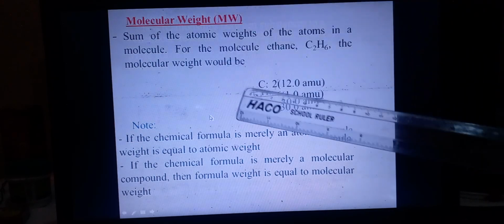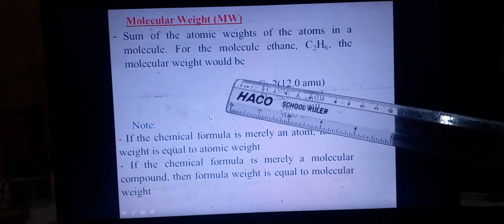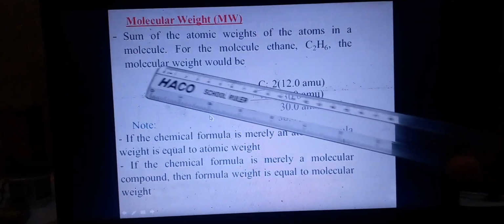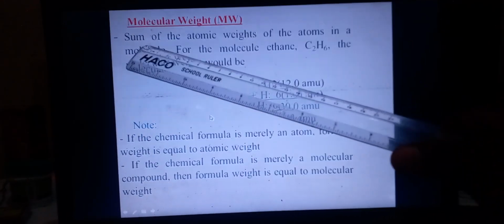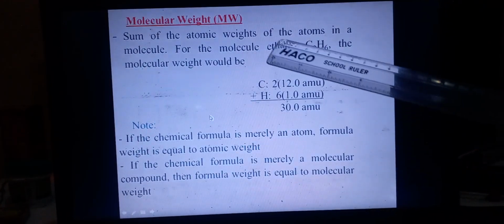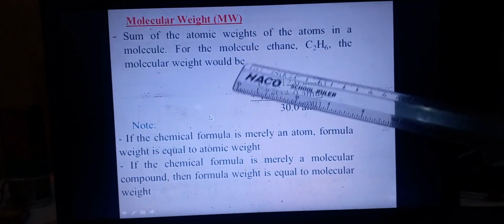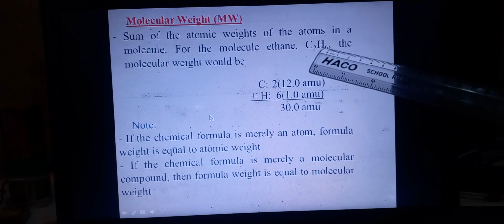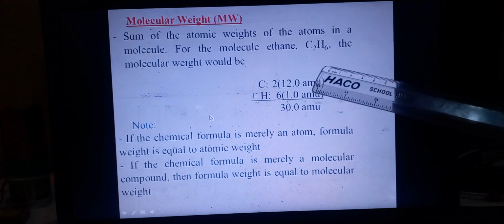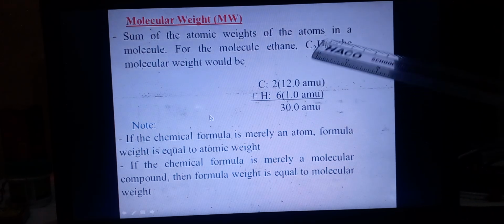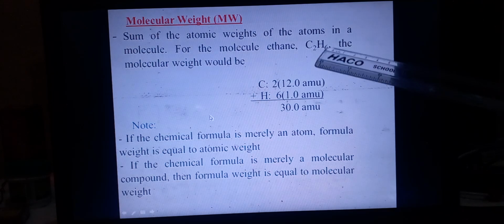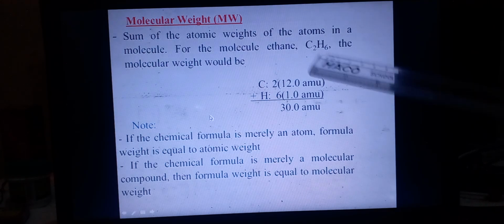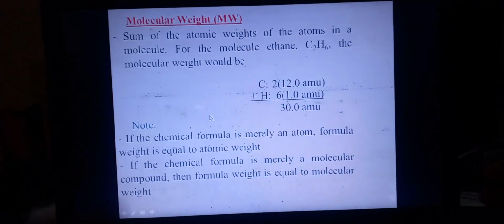Then molecular weight. This one is normally applicable to substances which are in the form of molecules. So in the same way, molecular weight is the sum of the atomic weights of the atoms in a molecule. Like ethane, we can't say that ethane is an ionic compound. No, ethane is a molecule. You can see it has 2 atoms of carbon and 6 atoms of hydrogen. So how do we get the molecular weight?